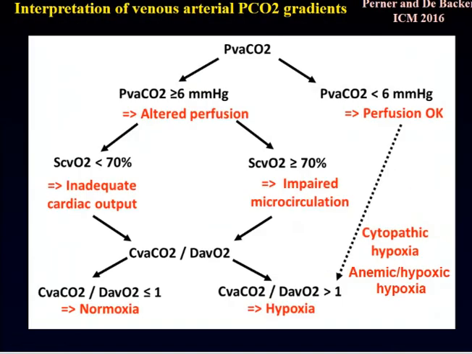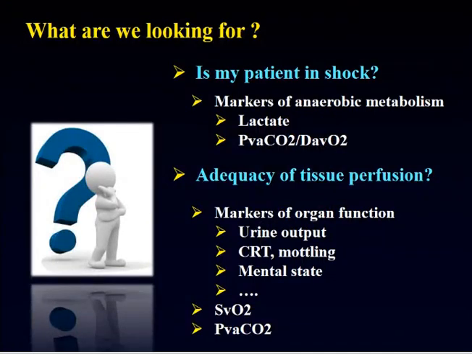I will rapidly go over this. So when we are discussing the different aspects, is my patient in shock, or is tissue perfusion adequate? We have really two or three different aspects. And for is my patient in shock, we can only look at markers of anaerobic metabolism.